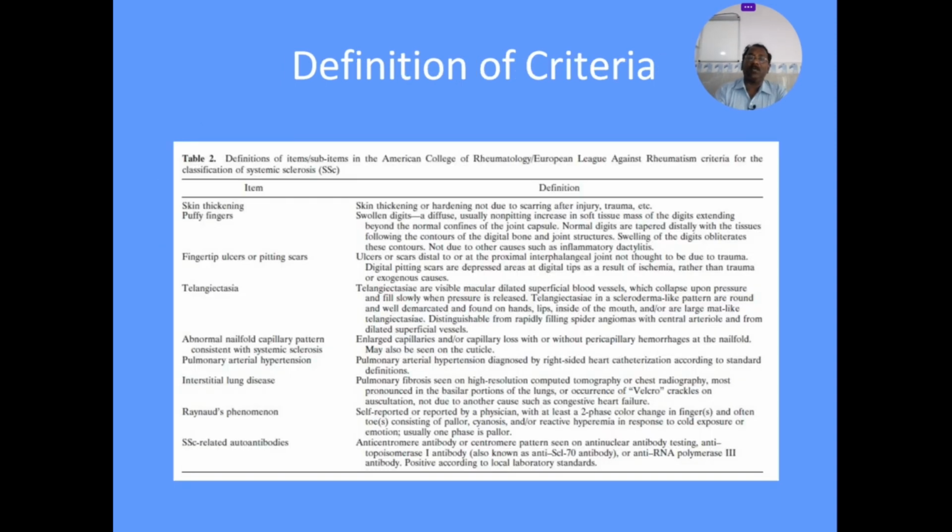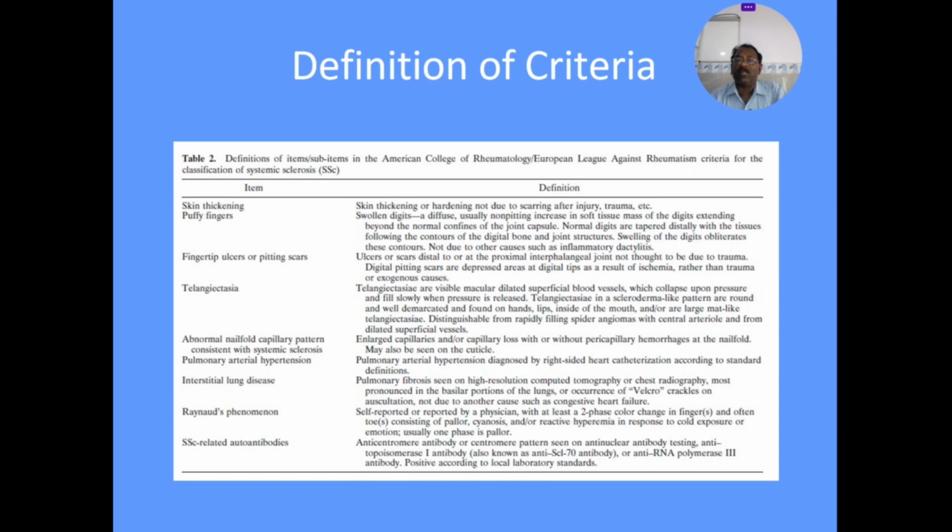So this is the definite score, already I told you. But a few things to be discussed at this juncture are telangiectasia. Telangiectasias are visible, macular, dilated, superficial blood vessels which collapse upon pressure and fill slowly when the pressure is released. That is telangiectasia. They collapse on the pressure, then they fill slowly when the pressure is released.